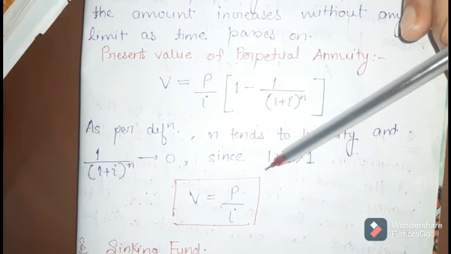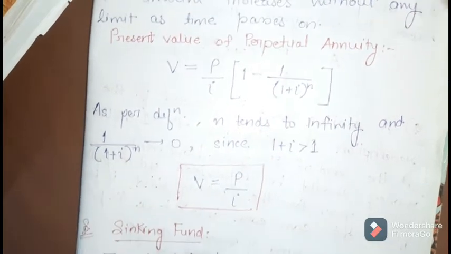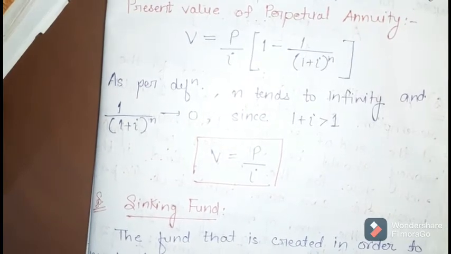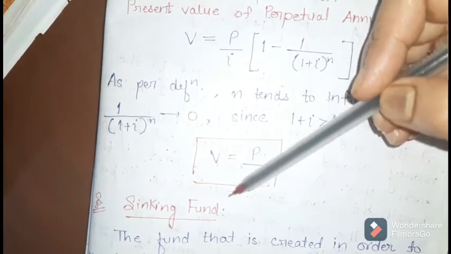Okay. Next we have the topic, it is the last topic of this unit, that is Mathematics of Finance 1. It is sinking fund. What is a sinking fund?